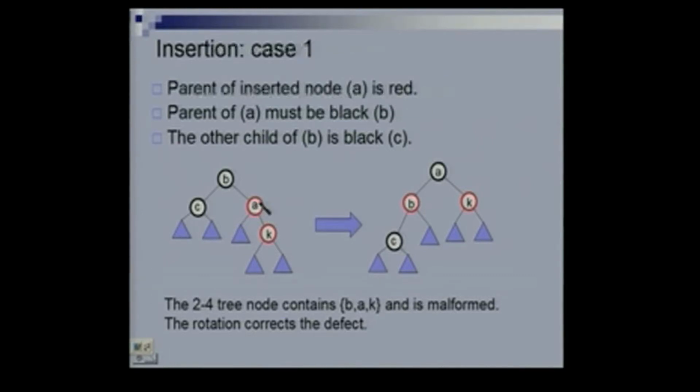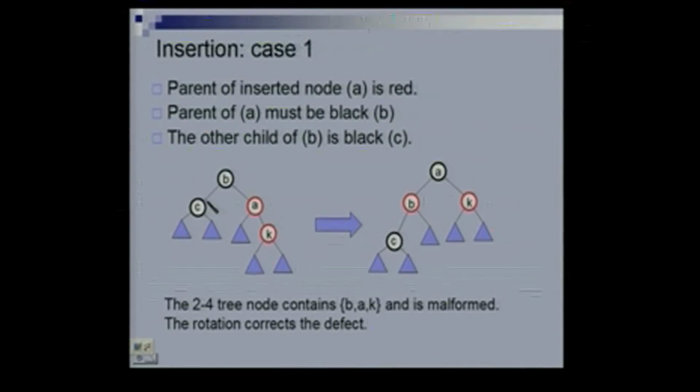Now, clearly the parent of this must be a black. If the parent of this node was a red, then there was already a double red problem in my tree. So, this must be a black, and the first case I am considering is when its other child is black, which means that the sibling, so this is the node that I am inserting, its parent's sibling is black. That is the case I am considering.